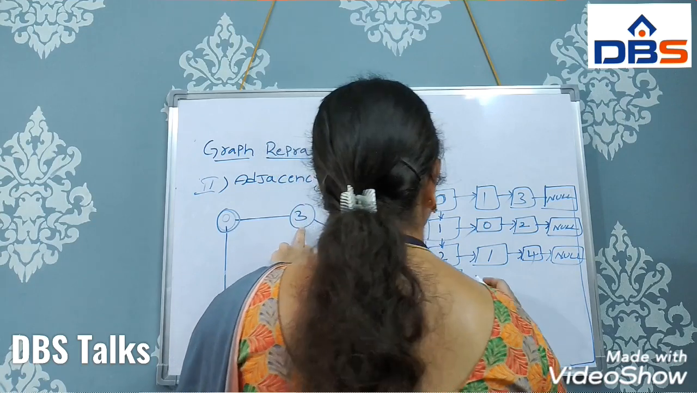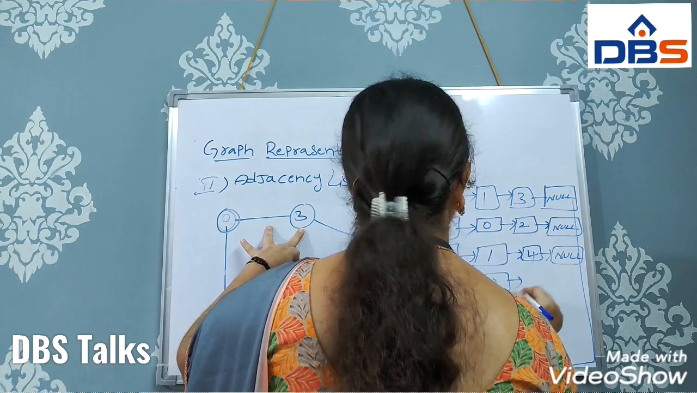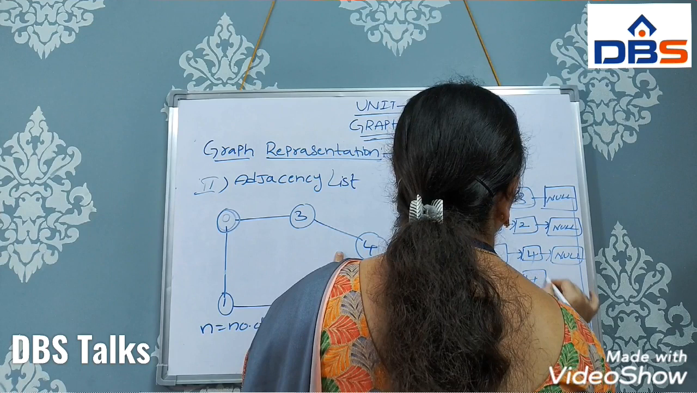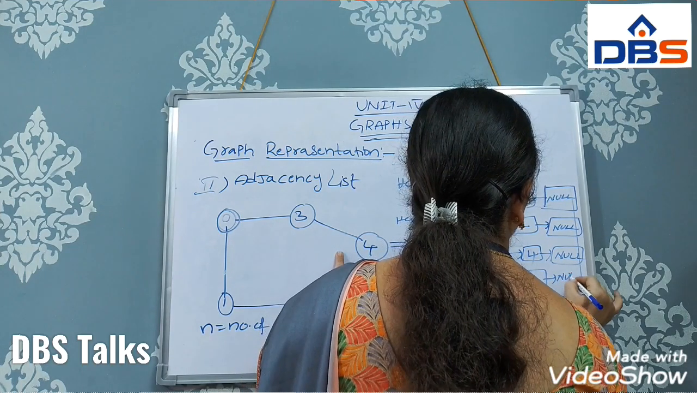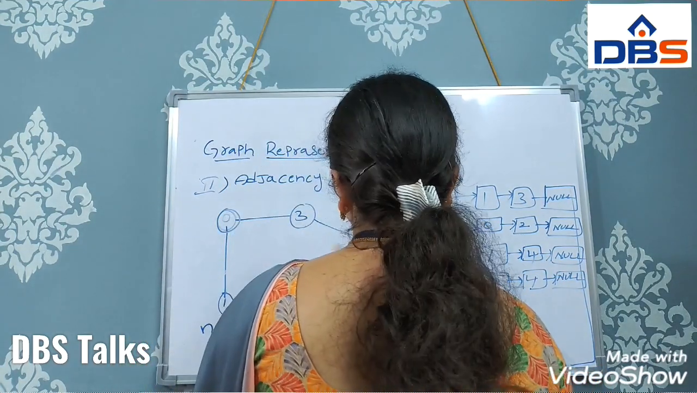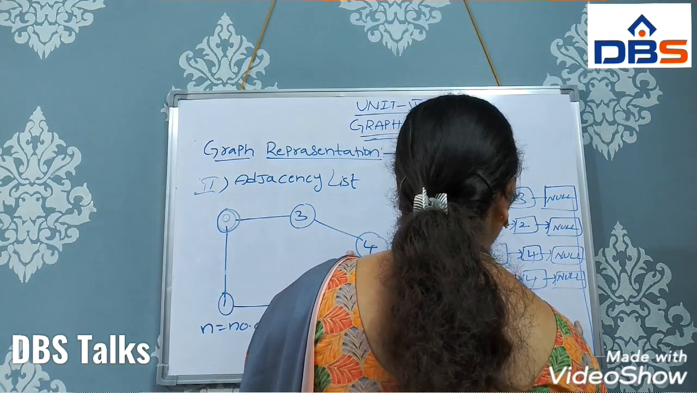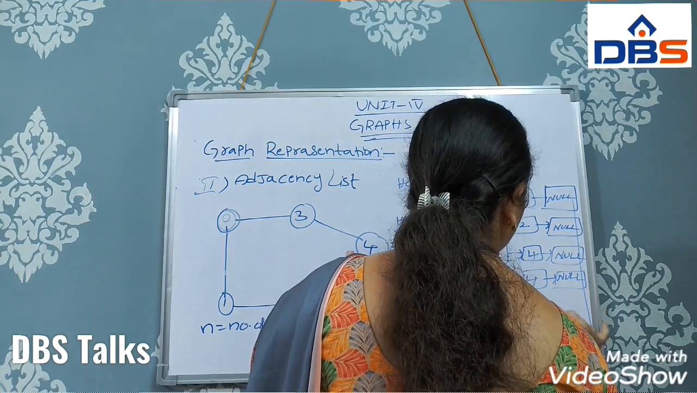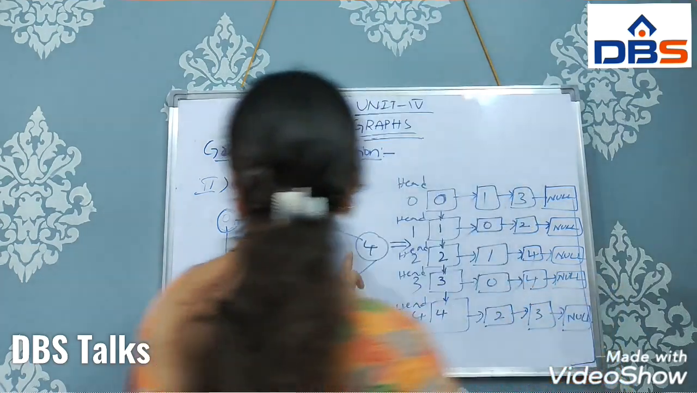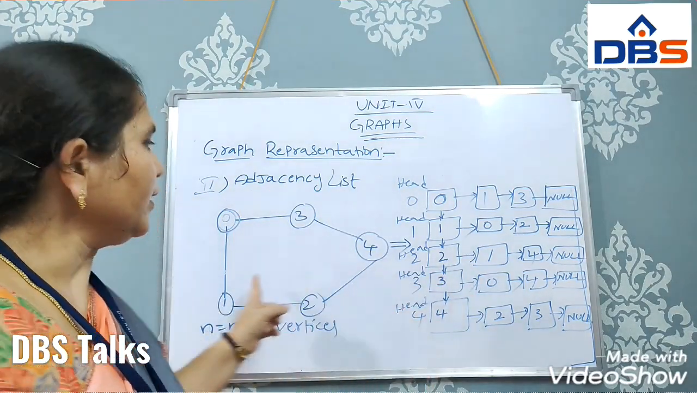Next one, 3. From 3 to 0 and 3 to 4. Next one is a null pointer. Next, 4. 4 to 2 and 4 to 3. The last one is a null pointer. Okay, this is the linked list representation of a particular graph.